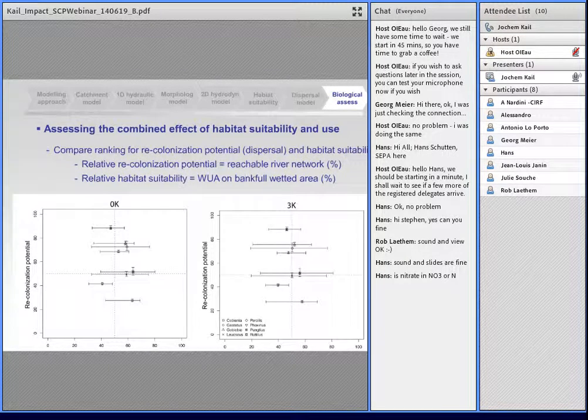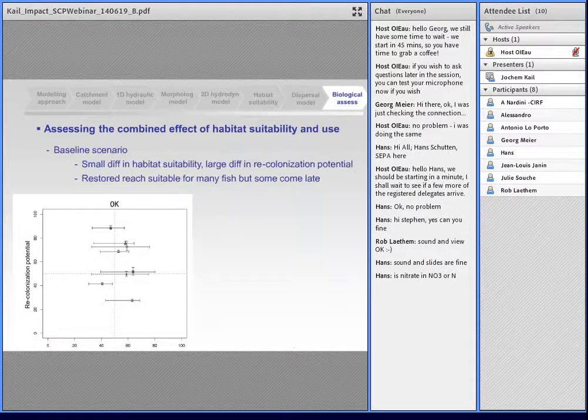So for the fish, I would like to show our results. And again, here in these graphs, we've got the habitat suitability on the x-axis and the recolonization potential on the y-axis for the baseline climate change scenario, and for the future climate change scenario. For the baseline, this figure tells us that there is a small difference in the habitat suitability. So these error bars on the x-axis overlap, and these error bars give you the monthly values.